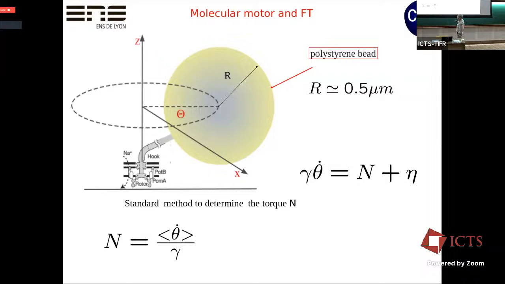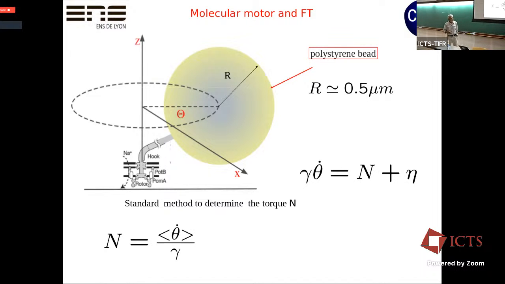So you look at the mean velocity of the bead. You divide it by the viscosity that you obtain from the Stokes law, and at the end of the story, you get the torque that is produced by the motor.